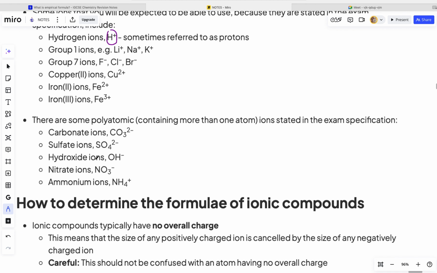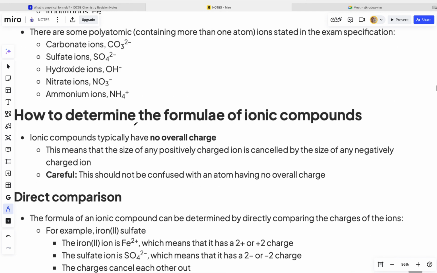Hydroxide ion is OH-. Nitrate is NO3-, only raised to power -1, only -1. If you notice the patterns, CO3, SO4 have 2-, only NO3 has only 1-. The ammonium is +1. Is that okay? So once you know these, they are very basic. 1, 2, 3, 4, 5. Once you know these 5 and you know the other ones, then you can write the formula of any compound.